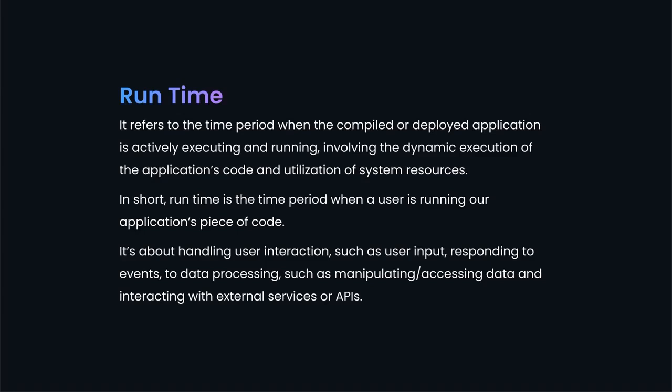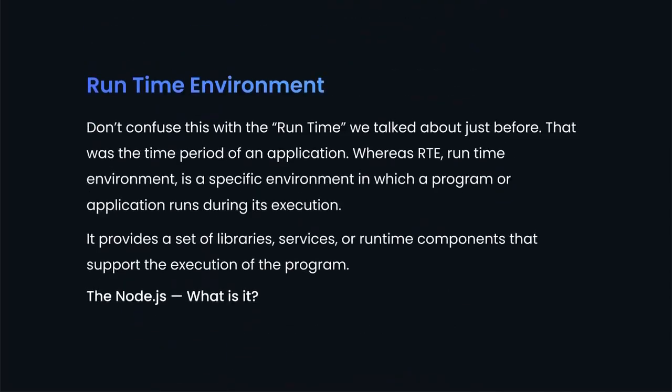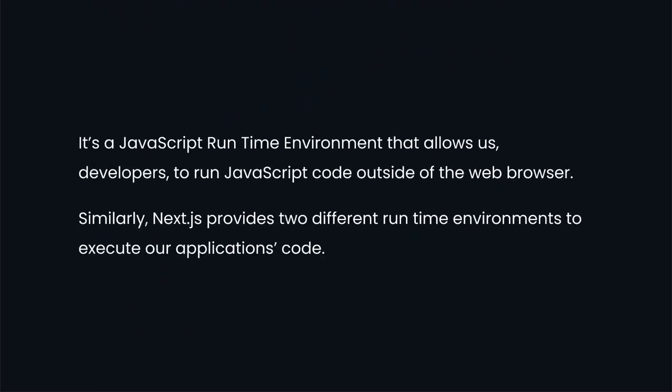Now, there's also this thing called runtime environment. And don't confuse this with the runtime we talked about just before. That was the time period of an application, whereas RTE, or a runtime environment, is a specific environment in which a program or application runs during its execution. It provides a set of libraries, services, or runtime components that support the execution of the program. So, Node.js, what is it? It's a JavaScript runtime environment that allows us, developers, to run JavaScript code outside of the browser.